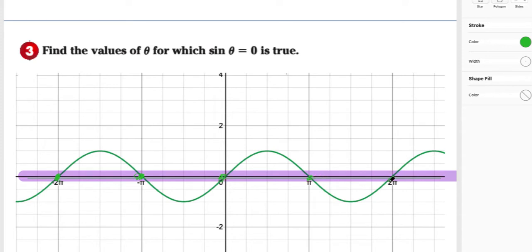So how can we describe all of these values? What we would say is that this is true for all theta equaling n pi, where n is an element of the integers. As long as n is an integer and we multiply it by pi, we're going to get a theta value for which sine of theta will equal 0.